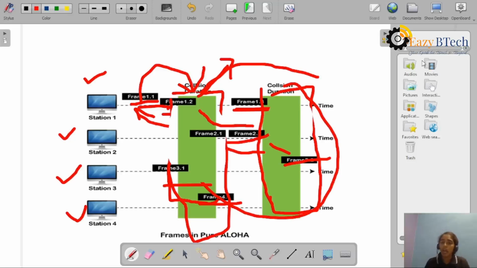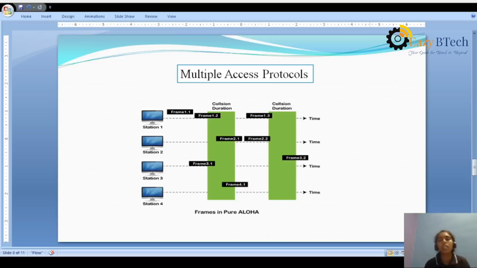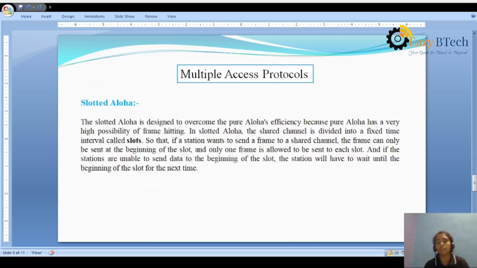To avoid this type of disadvantage, we introduce another approach, slotted Aloha. Slotted Aloha is designed to overcome pure Aloha's inefficiency. Pure Aloha is efficient in a way, but there is one disadvantage: it does not sense the channel. It will not wait for some time to transmit the frame from source to destination. It does not check whether the channel is idle or busy. So definitely the collision will occur.